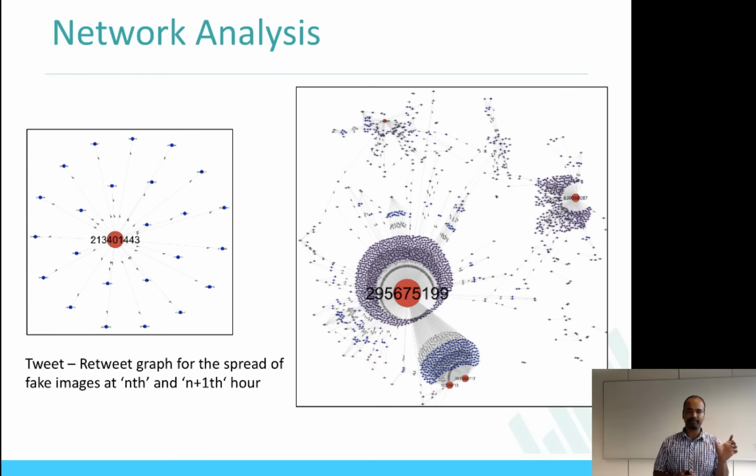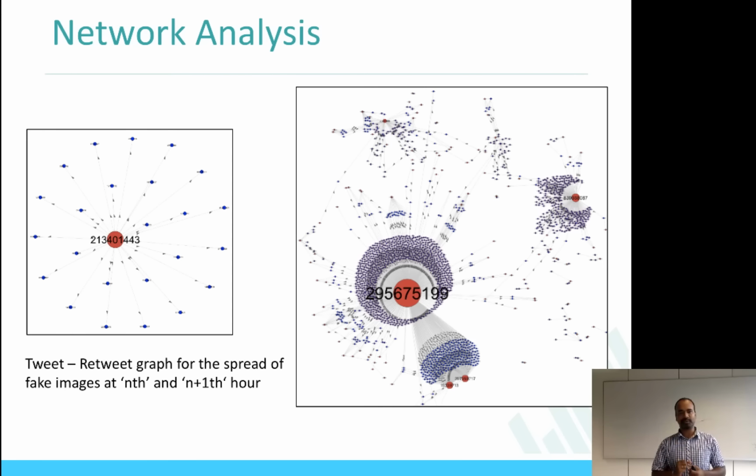The one on the left is giving you the nth hour, the one on the right is giving you the n plus 1th hour. What's the difference here? In the first one, there's only one user whose content is getting spread. Whereas in the one on the right, you see that the post is diffused so heavily in the network within 1 hour.